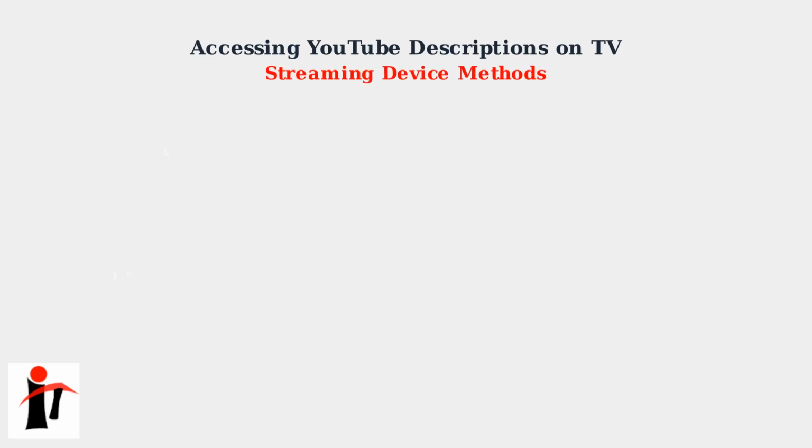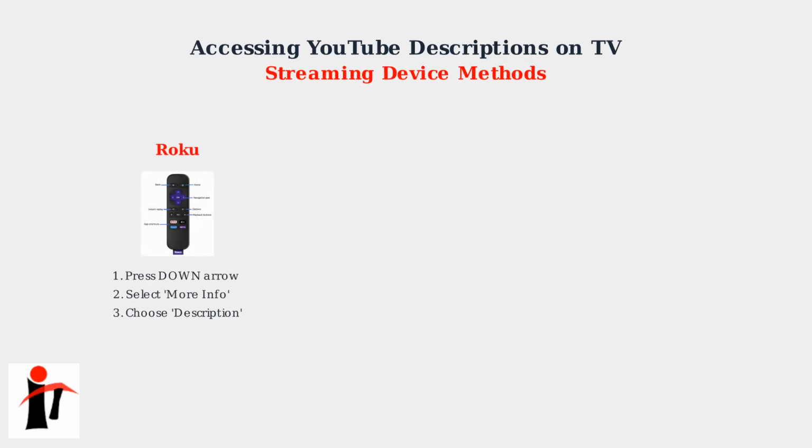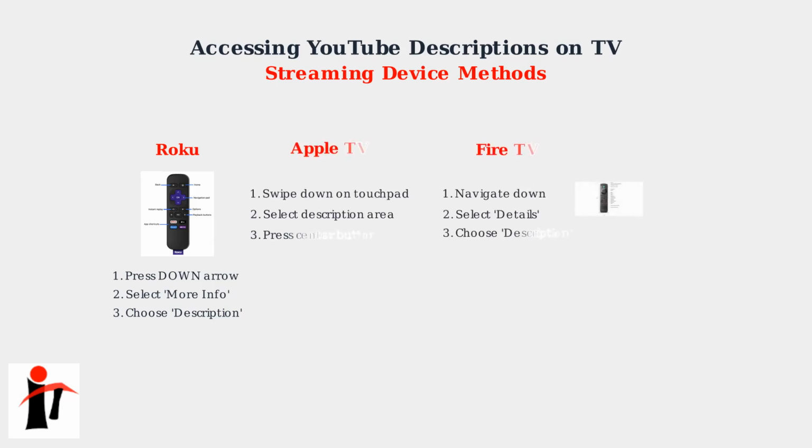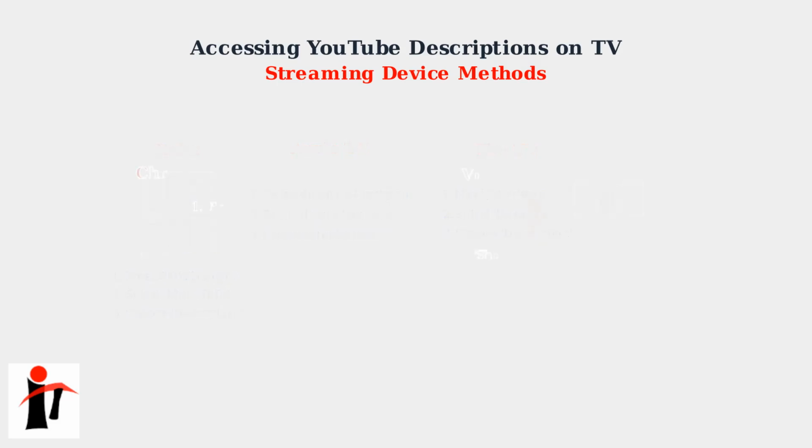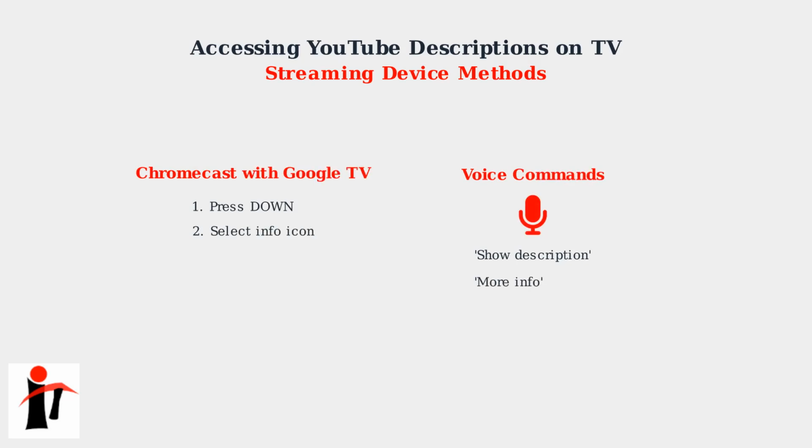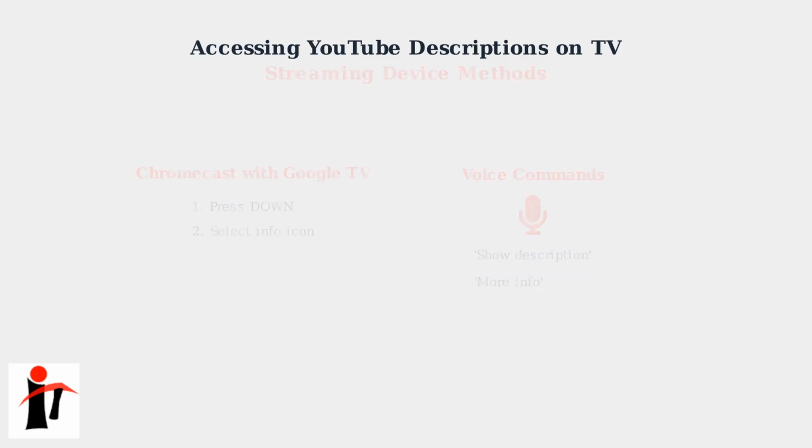Streaming devices have their own specific methods. For Roku devices, press the down arrow on your remote, then select More Info, and finally choose Description to view the full text. On Apple TV, swipe down on the touchpad, select the description area, then press the center button. For Amazon Fire TV, navigate down, select Details, then choose Description. For Chromecast with Google TV, press down on your remote and select the Info icon to view the full description.